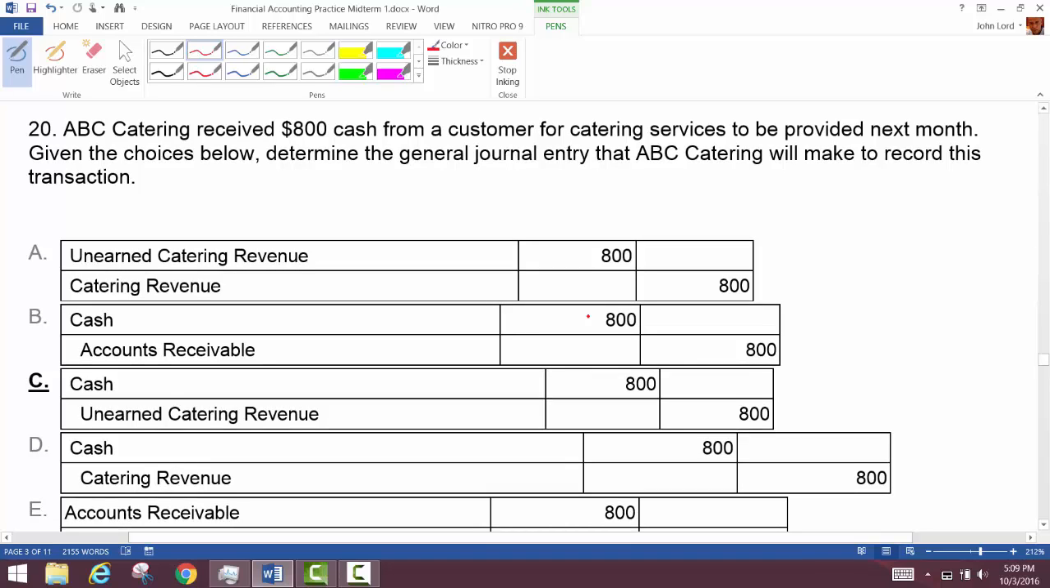Okay, what's happening here? ABC Catering received $800 from a customer for catering services to be provided next month. This is unearned revenue, isn't it? Yeah. Just like that DJ work we were going to do. The guy gave us some money a year in advance or whatever. What was it, $10,000 a month?